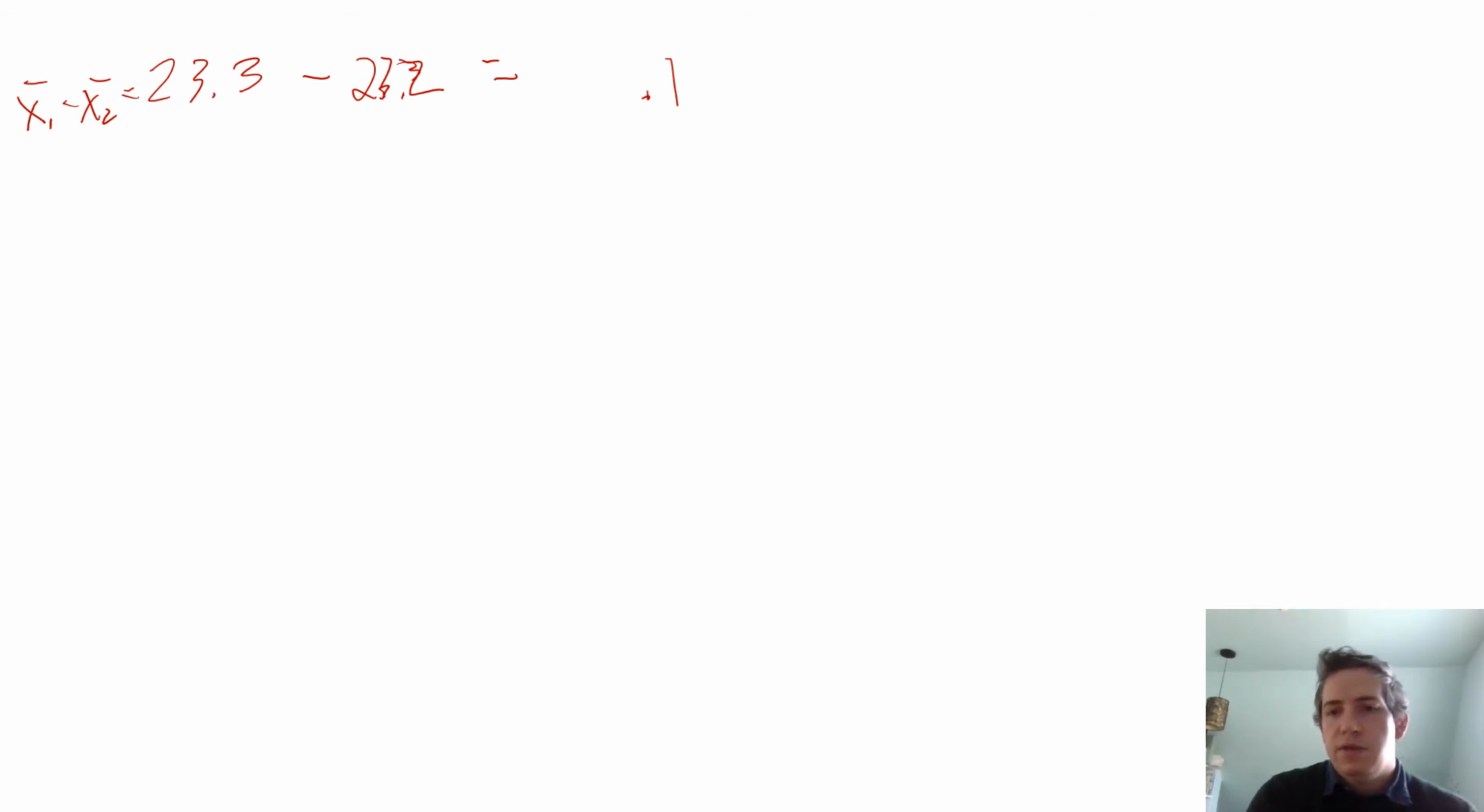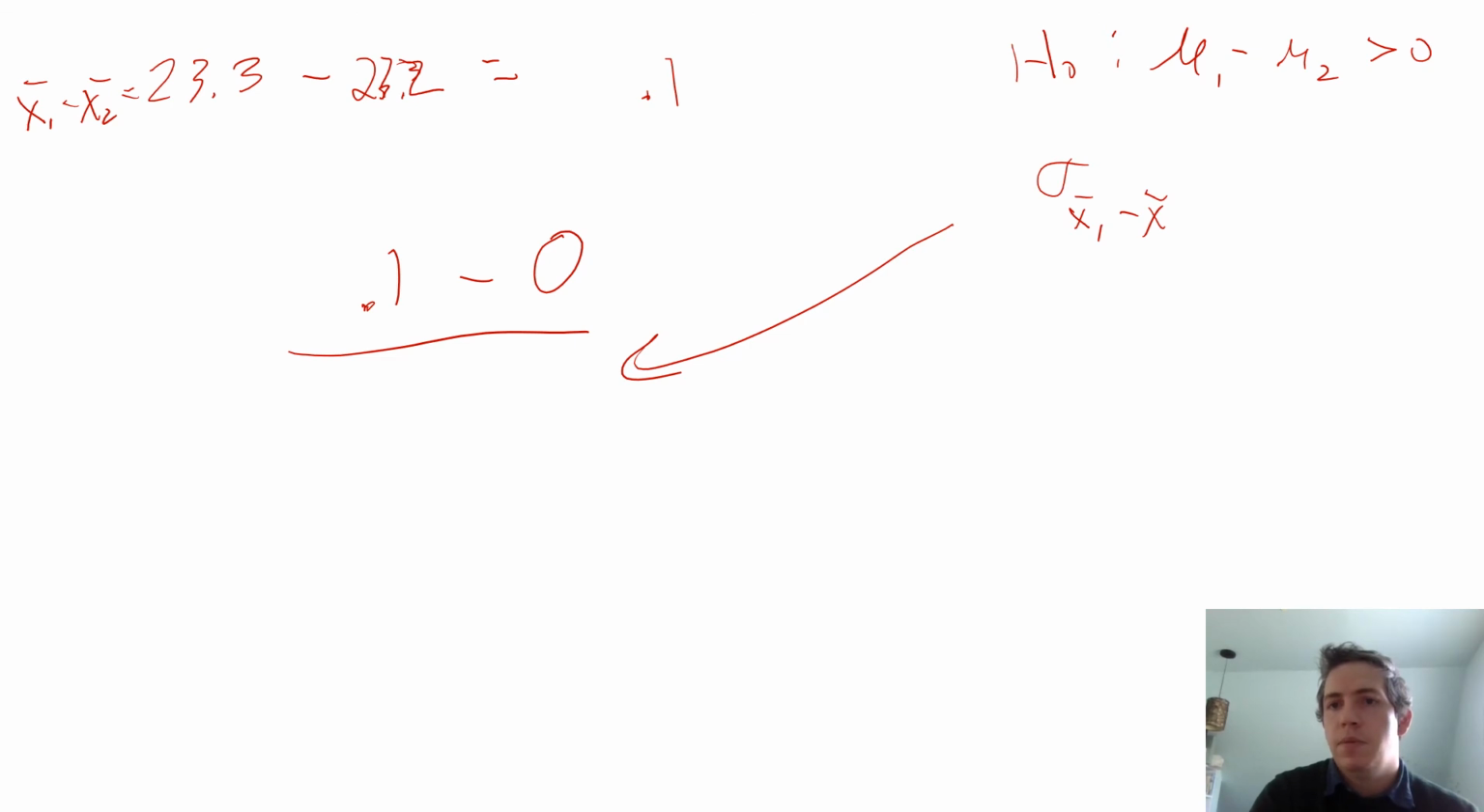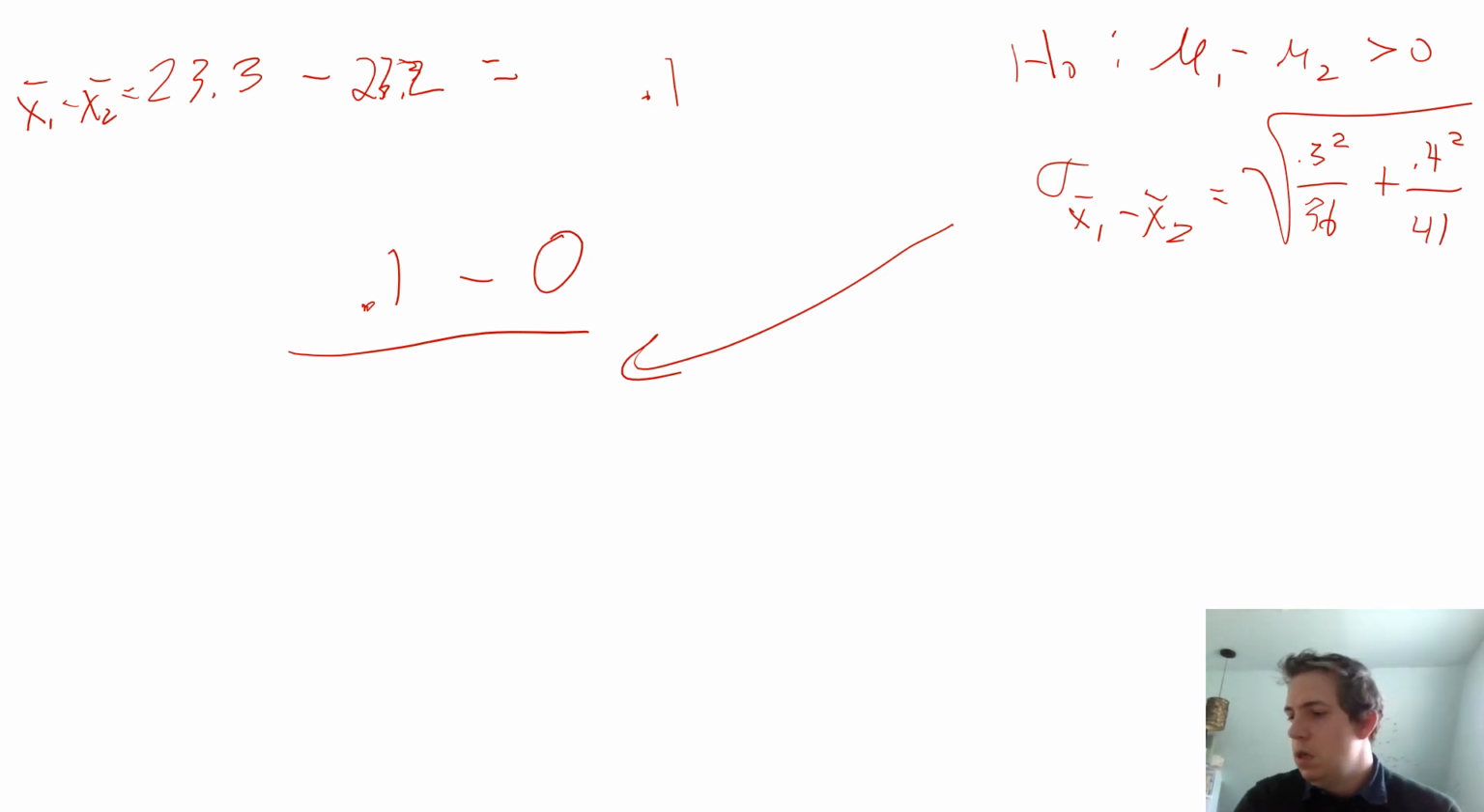We want to compare this against the actual population mean. So we're going to take that 0.1 minus, remember the null hypothesis is that mean 1 minus mean 2 is greater than 0, so we want to check it against the 0. We want to divide that by the standard deviation of the difference of sample means. Remember, this is the square root of the first standard deviation squared, so 0.3 squared, over the number of cars in the sample, which was 36, plus the second standard deviation squared over the number of cars in that sample, which is 41. That ends up being equal to 0.08.